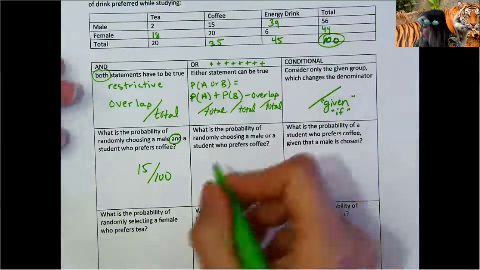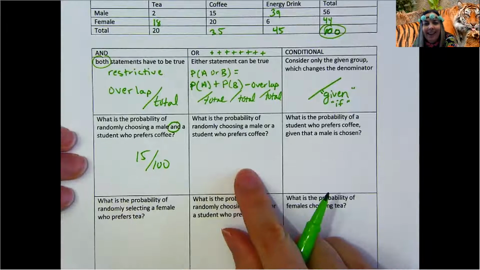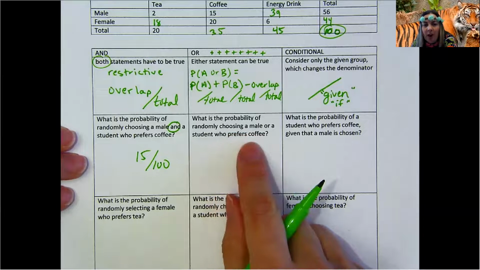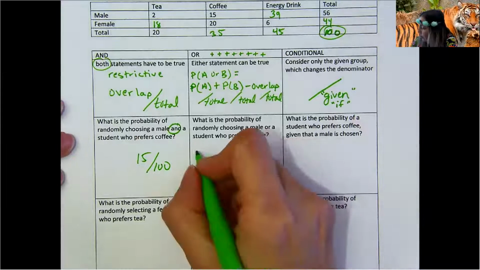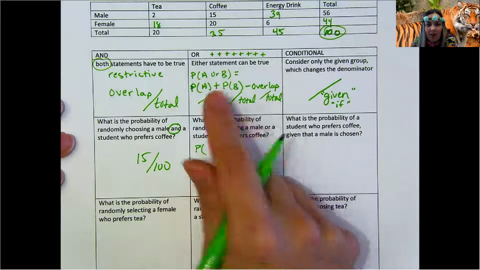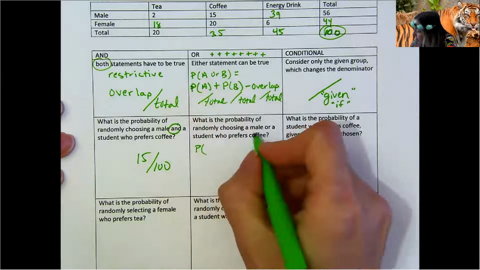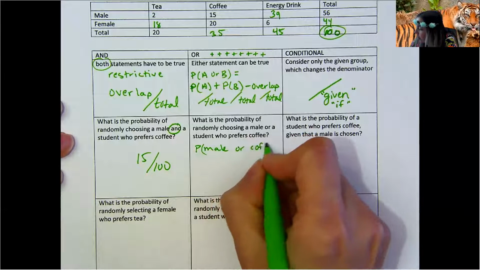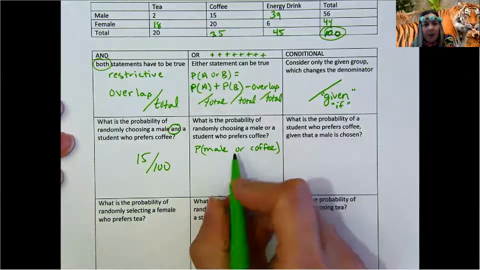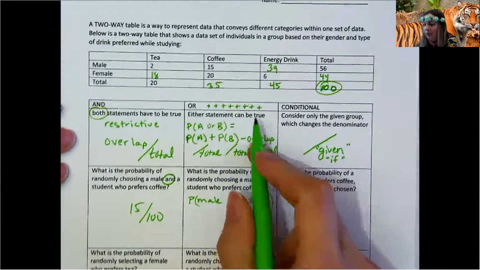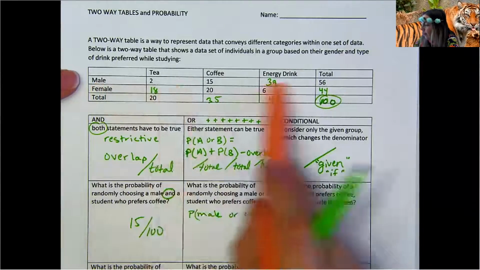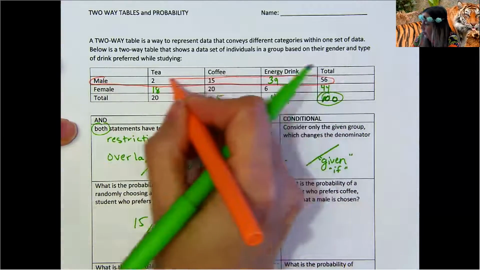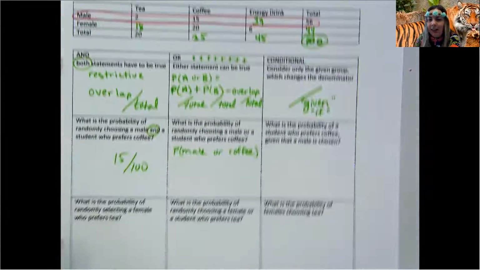All right, so let's try the next one. What is the probability of randomly choosing a male or a student who prefers coffee? Okay, so this one I'm going to be a little bit more fancy on just so you can follow the formula with it. Probability of male or prefers coffee. The first thing we need is males. How many males are there? We've got 56, and I'll circle that up. So 56 guys.